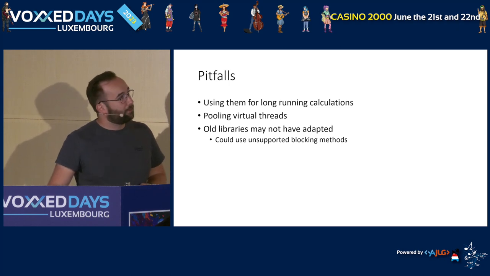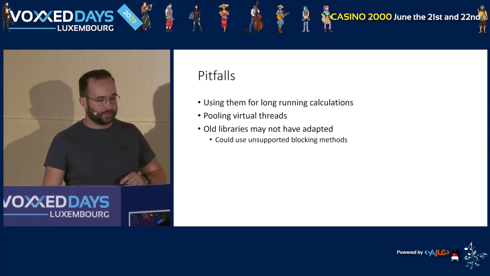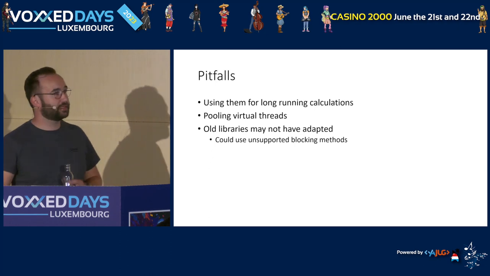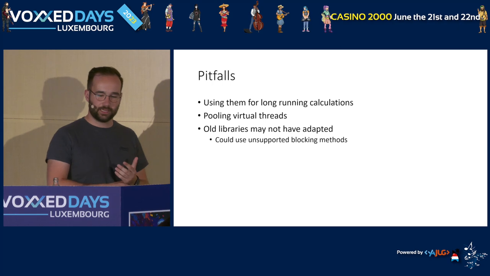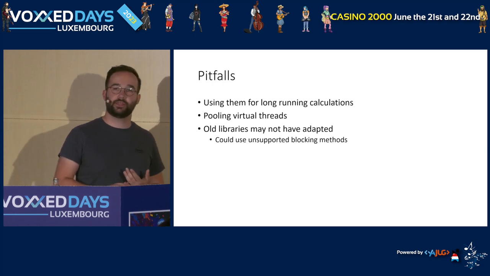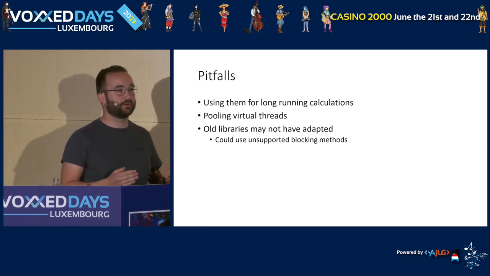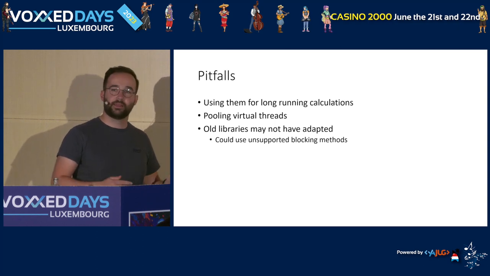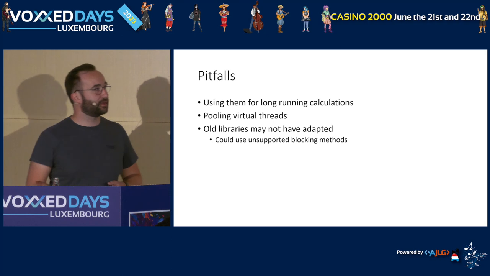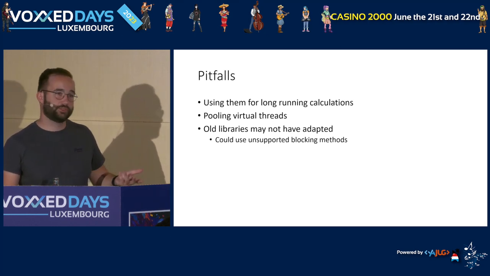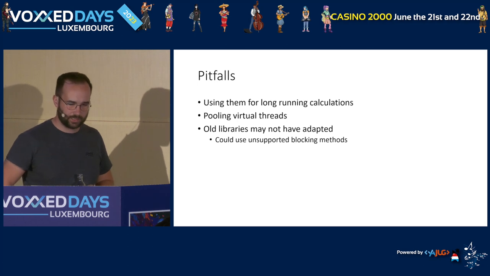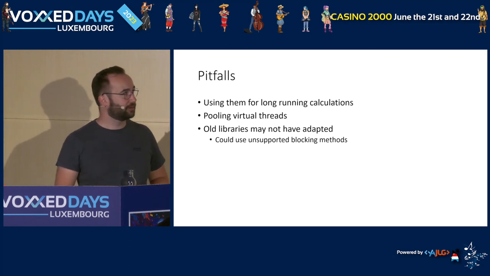And then there are also some pitfalls, which may not be that obvious at first. As I've said, only when a virtual thread is blocked will it be unmounted. So when you have a long-running calculation, your virtual thread will never be blocked because it will just continue running. It will never be taken off its carrier thread and it will be stuck. At that point, you can just use the regular platform threads because you won't see any benefit.